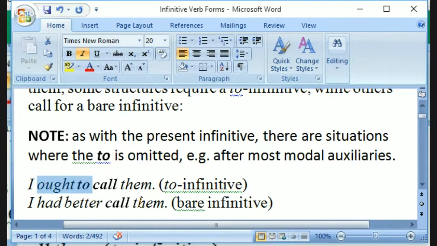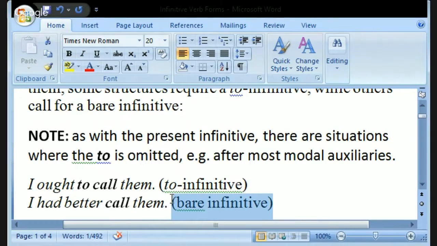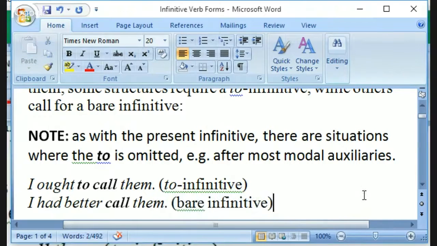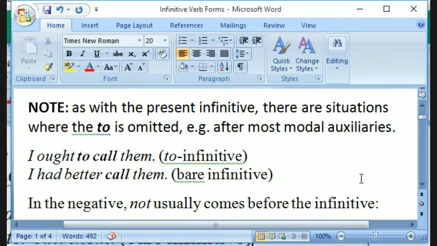You can see here, I had better call them. Well, had better is a special kind of compound here. But if I just used had, it would be I had to call them. Bare infinitive. This is an extremely common mistake and also one of the most common uses of the bare infinitive: placing an infinitive after a modal. Again, I might do it, I could do it, I should do it. Not I should to do it. Super common mistake.